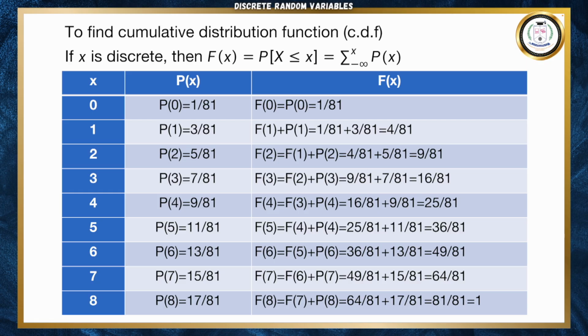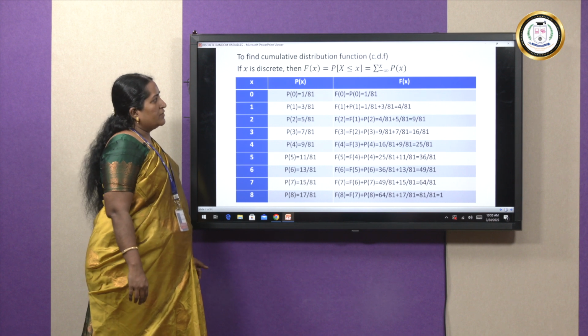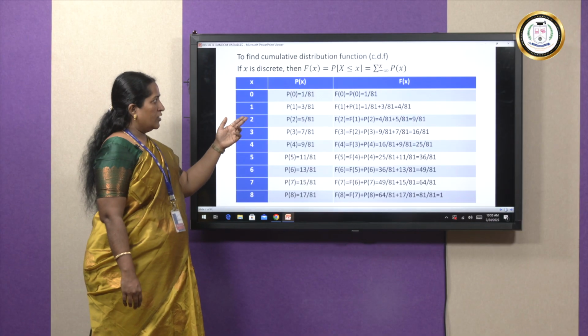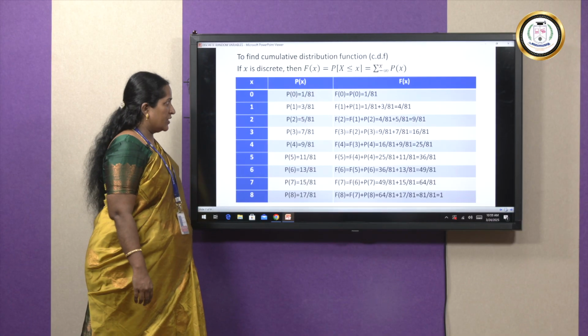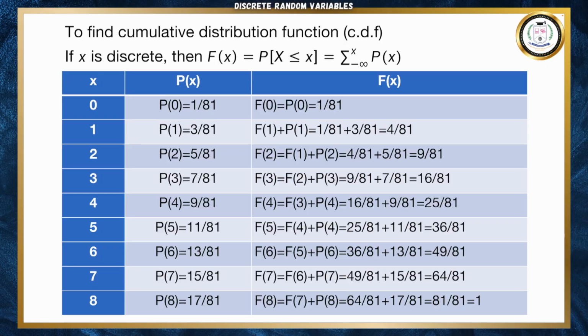Next we have to find the cumulative distribution function. The formula for cumulative distribution function F of x is equal to p of x less than or equal to x, which is nothing but the summation from minus infinity to x of p of x. This is the formula for finding the cumulative distribution function, which is denoted by capital F of x. Now we have the random variables and the probabilities. We want to add all these probabilities to find the cumulative distribution function.